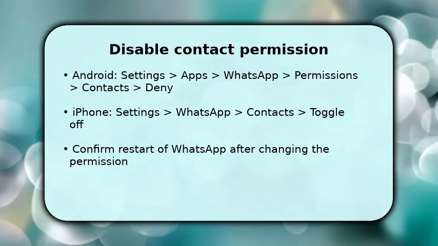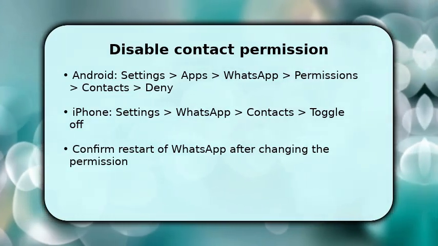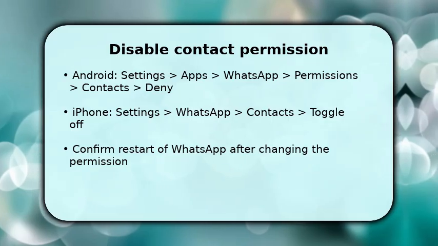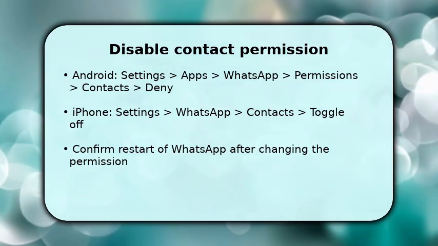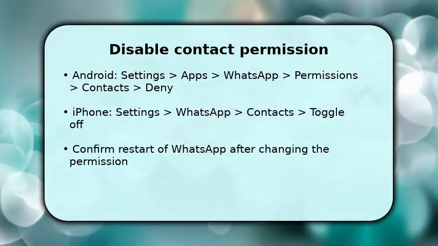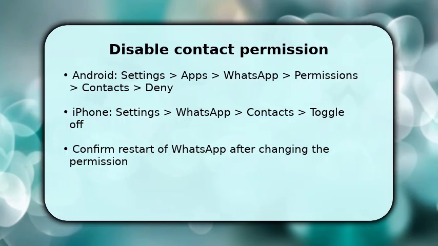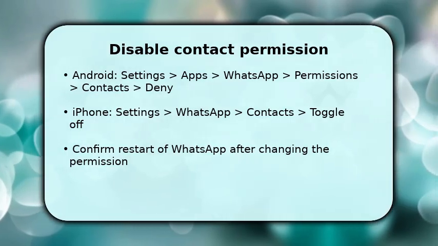On Android, tap Permissions and deny contacts. On iPhone, toggle contacts off in the system settings. After you do that, force close and reopen WhatsApp so it refreshes its address list. This prevents cached contact additions.